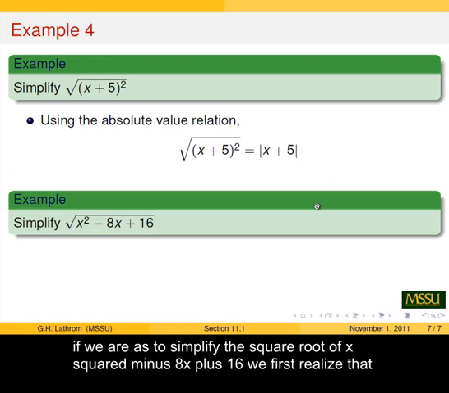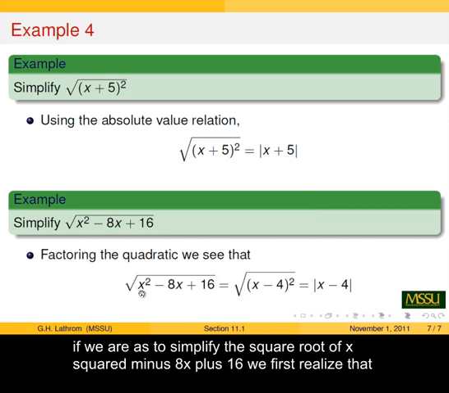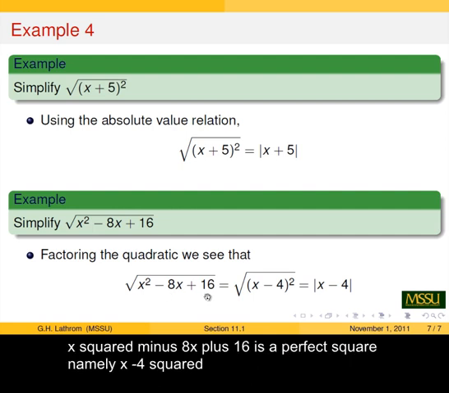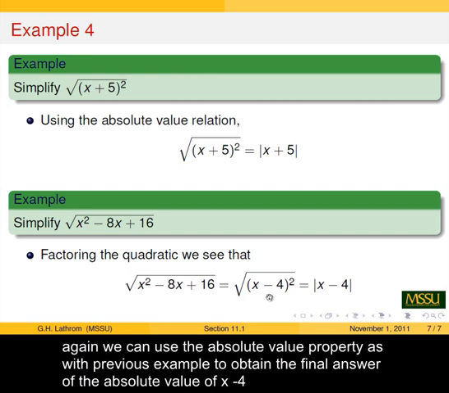If we are asked to simplify the square root of x squared minus 8x plus 16, we first realize that x squared minus 8x plus 16 is a perfect square. It is x minus 4 squared. Again, we can use the absolute value relation, as we did in the previous example, to obtain the final answer of the absolute value of x minus 4.